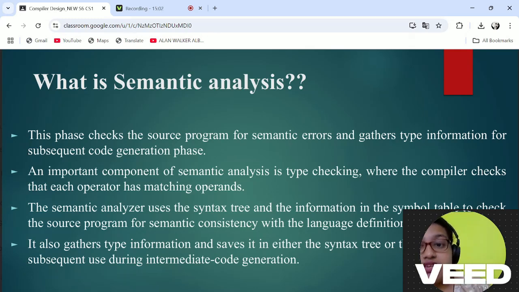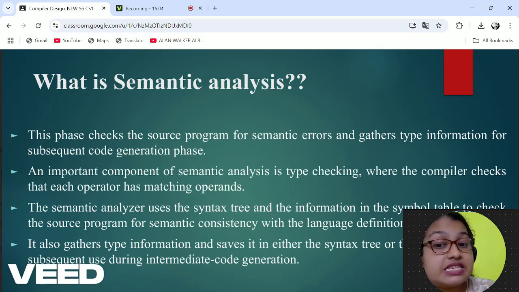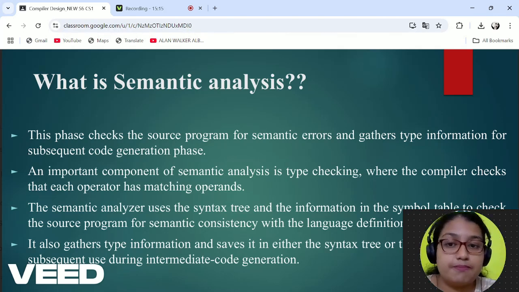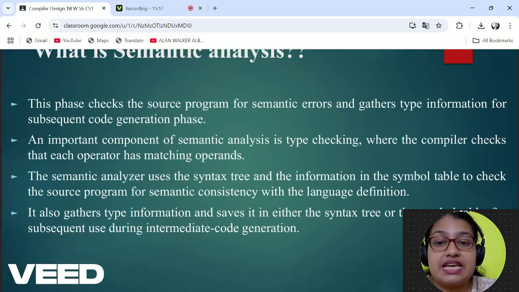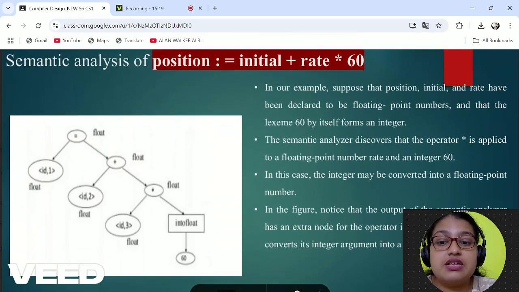That is because our next step after semantic analysis is intermediate code generation. For that, we need to collect the information. We need to gather the type information. After gathering, we can store it in the syntax tree or the symbol table. That is semantic analysis. So how does it happen here?